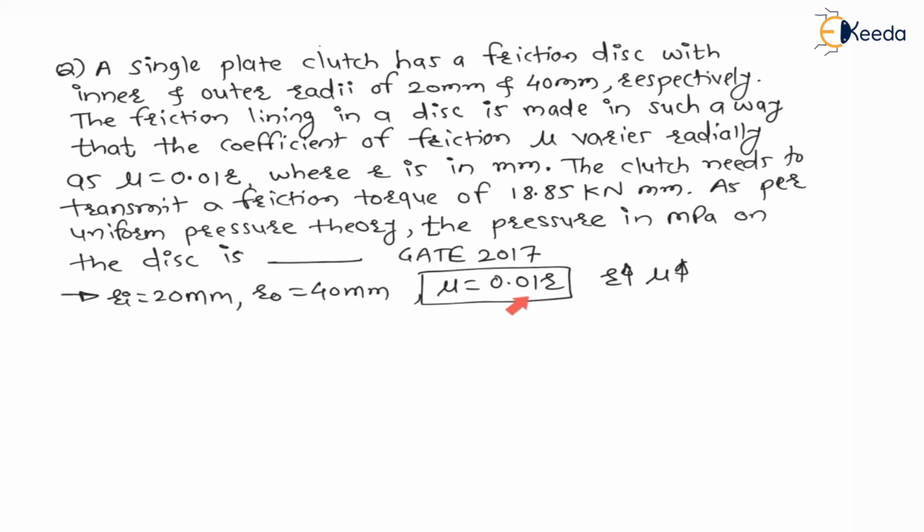As the coefficient of friction is varying, we have to consider the variation of the coefficient of friction also while calculating, right? Where r is in mm. Now in this equation the radius we have to consider in mm.